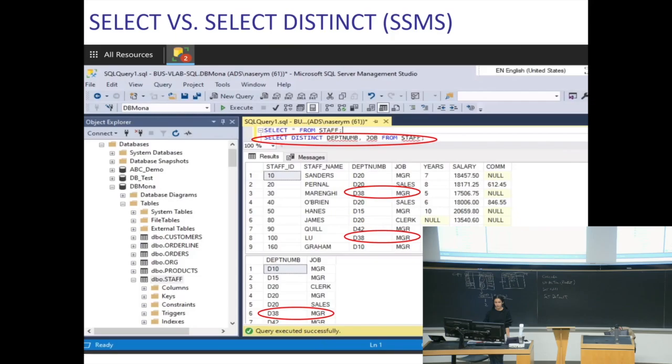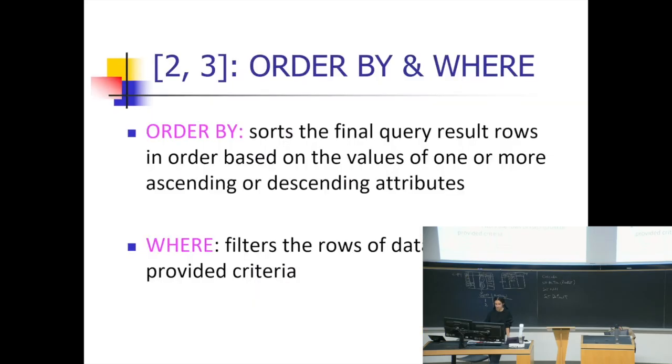Now, you can also specify two columns here or more. For example, we can use select distinct department number, comma, job from staff. In this case, the combination should be distinct. If you select star from staff, you can see all these columns. What is the difference if you select distinct department number and job? For example, here, D38 and manager is repeated. This combination of these two columns is repeated, but if you select distinct, you only see it once.